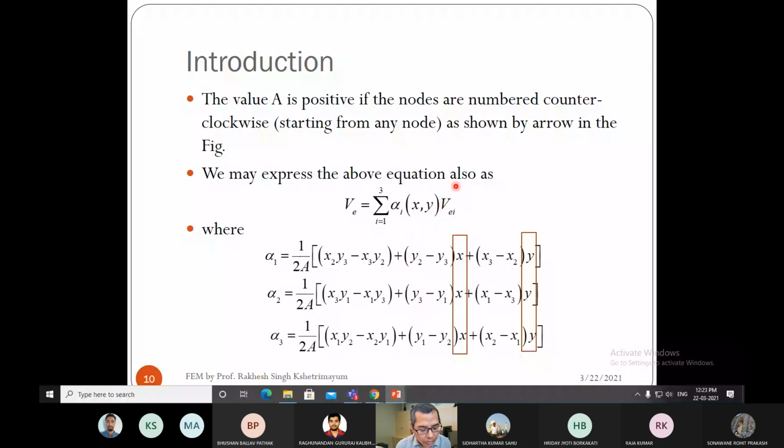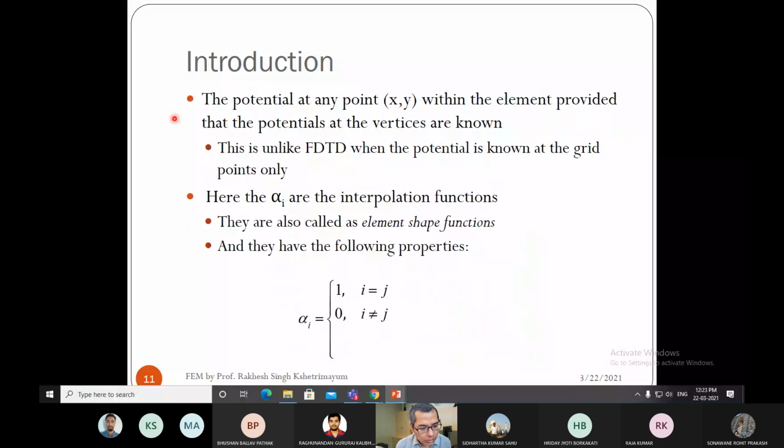There is a voltage at the nodes 1, 2 and 3. Alpha i is actually a function of x and y. So now we can find out the potential inside the triangular element e. This is actually a little bit different from what we have for the FDTD. In the FDTD, you find out the field at a particular location inside the grid. But here is something else. We are actually finding the fields inside the triangular element, which is a subsection of the solution space.